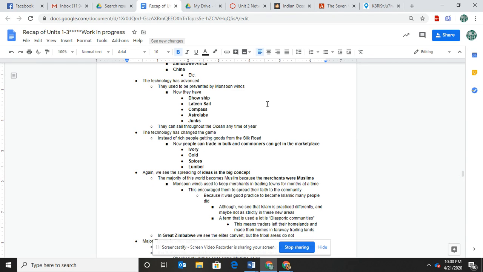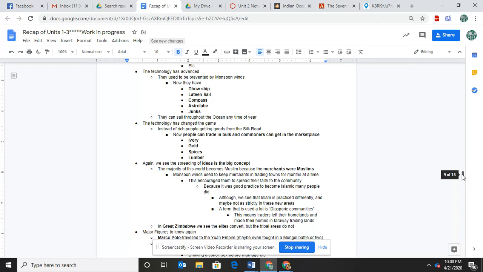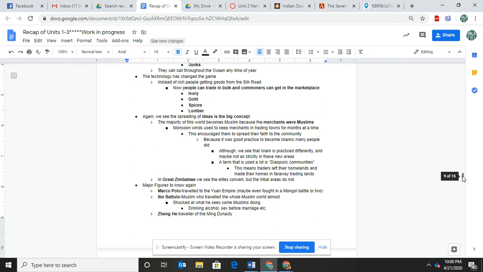So some other technologies, I'm not going to describe them all, but you can look these up. The dhow ship, the lateen sail, which means you can sail into the wind, against the wind, the astrolabe and the compass. The astrolabe is going to help any explorer, on the land or on the sea, chart your route by the stars. So now, once they figure that out, they can start sailing on the ocean any time of year.